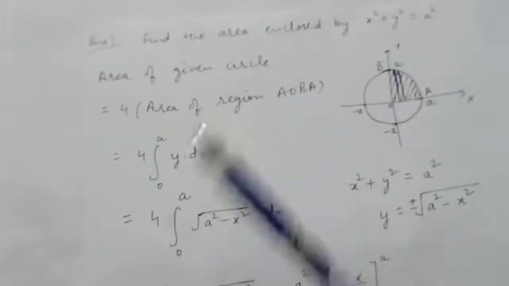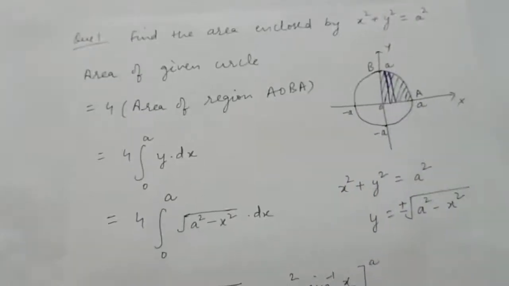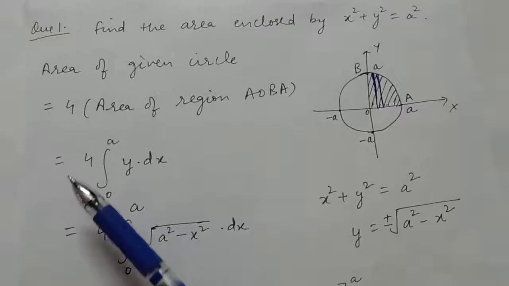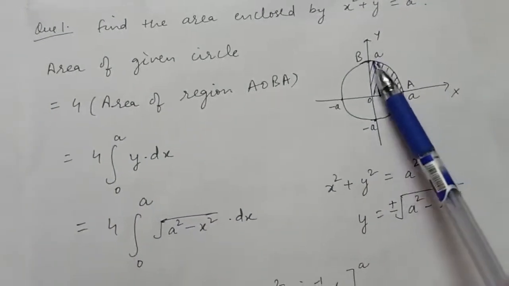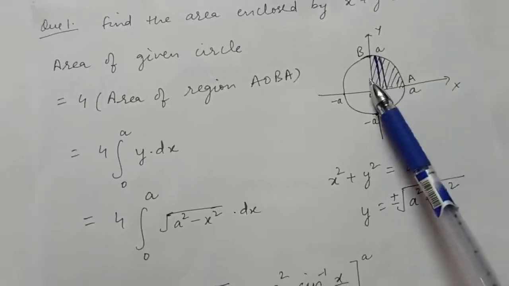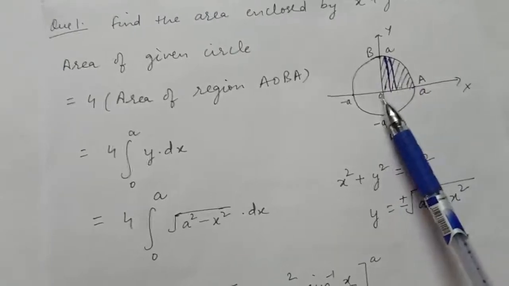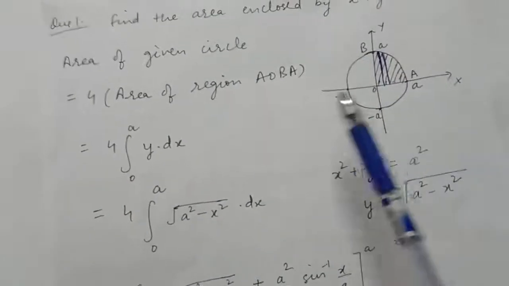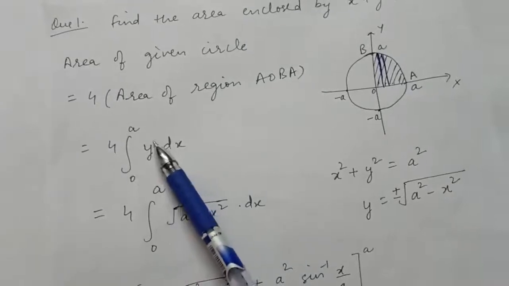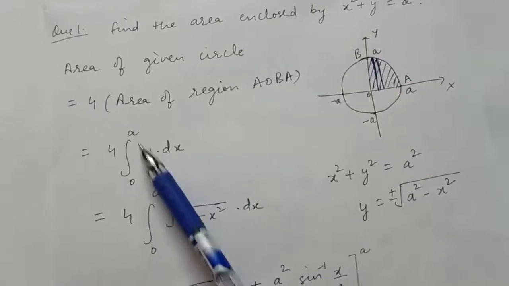So the area of the given circle is nothing but 4 times the area of this region, which is equal to 4 into, now see, for this area either we can take vertical strips or horizontal strips. Firstly I am taking vertical strips, so the limits are from 0 to a, right? Because the limits we have taken are from the x-axis, the function will be in terms of x and into dx. Now you know, integral 0 to a y into dx.